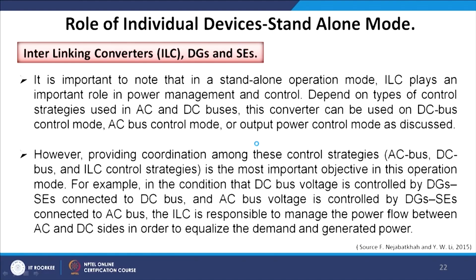For example, in the condition that DC bus voltage is controlled by distributed generators and storage elements connected to the DC bus, and AC bus voltage is controlled by distributed generators and storage elements connected to my AC bus, the interlinking converter is responsible to manage the power flow between AC and DC buses in order to equalize the demand and generation of the power. So, finally, the power balancing is possible through my ILC.